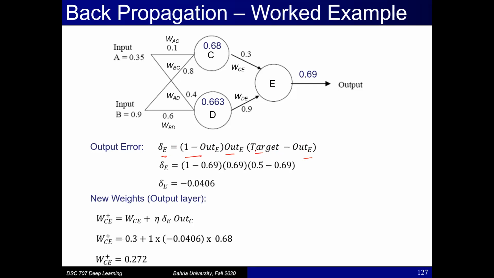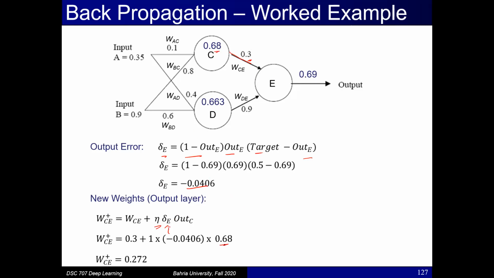Now, to update the weights, this is your expression, the same expression with which you are already familiar. You simply have the old value of the weight, and you multiply the learning rate with the error. This is the old value of the weight CE. What is the old value of this weight? It is 0.3. You multiply by the learning rate, which is 1, and the error term you have just computed. And what is coming as input on this link? It is 0.68, the output of this neuron C.